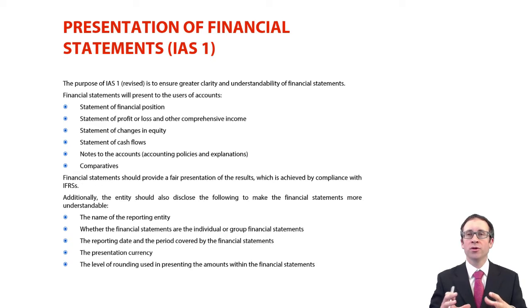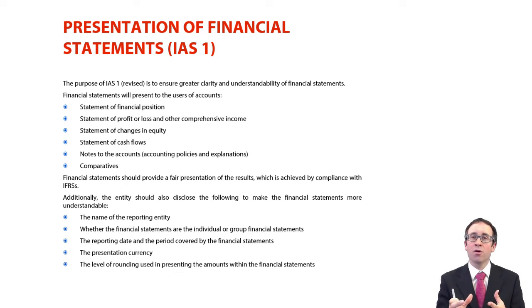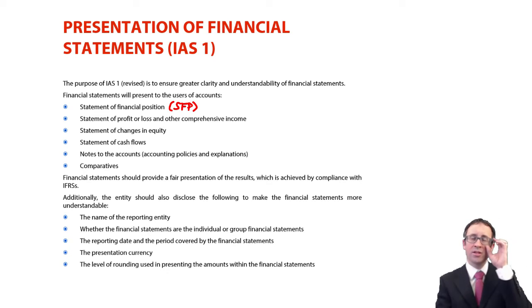So what IAS 1 does is address all the needs of the users to ensure that we have a clear and understandable set of financial statements, so that we have a consistent approach as to how all that information is presented to the users. IAS 1 specifically says that a set of financial statements has to have a statement of financial position. That's the SFP, an abbreviation that we'll use throughout the course.